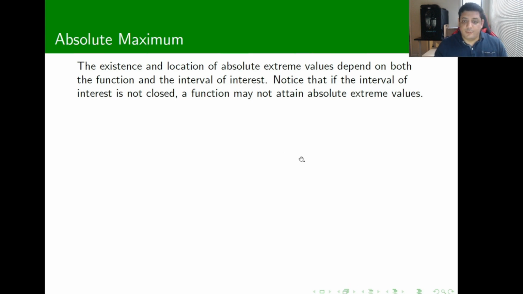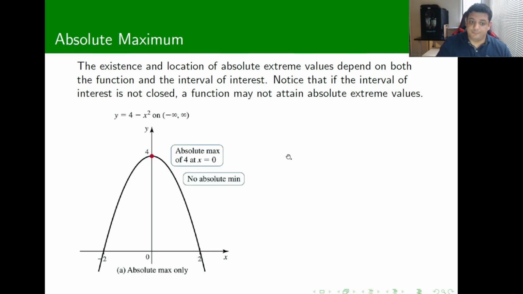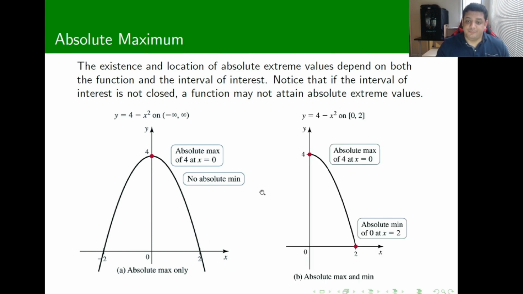Notice that if the interval of interest is not closed, then a function might not necessarily attain an absolute extreme. So just as an example, consider this function. We have 4 minus x squared on the whole real line. And what happens here is that we clearly have an absolute maximum here at 0, and that absolute maximum is 4. But we're not going to have any absolute minimum because this function keeps going down and down and down, and I don't know when it's going to stop or if it ever is going to stop. So there's no absolute minimum.